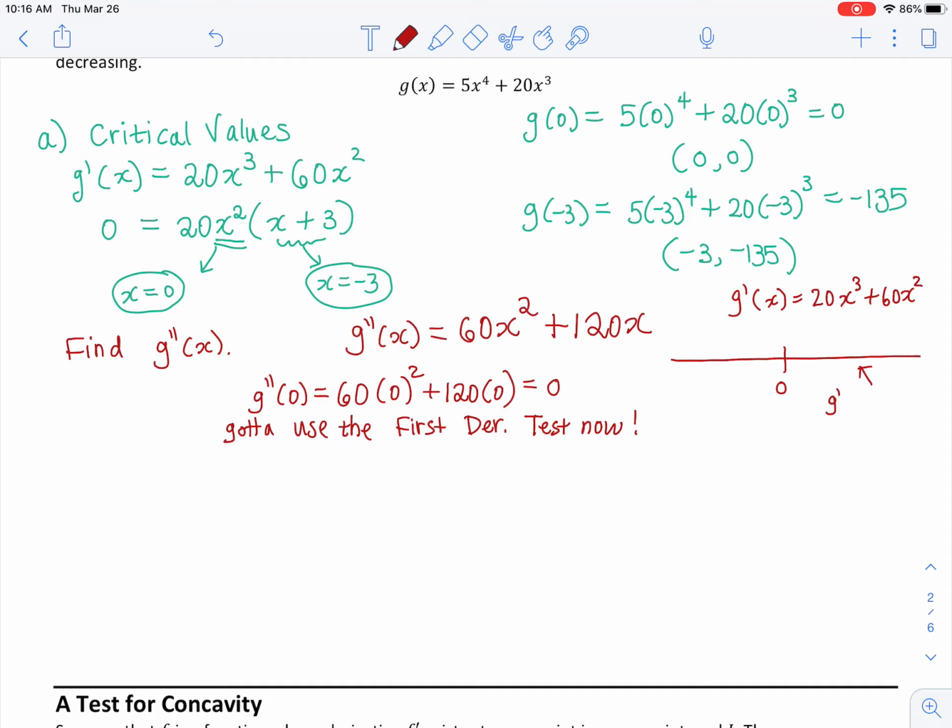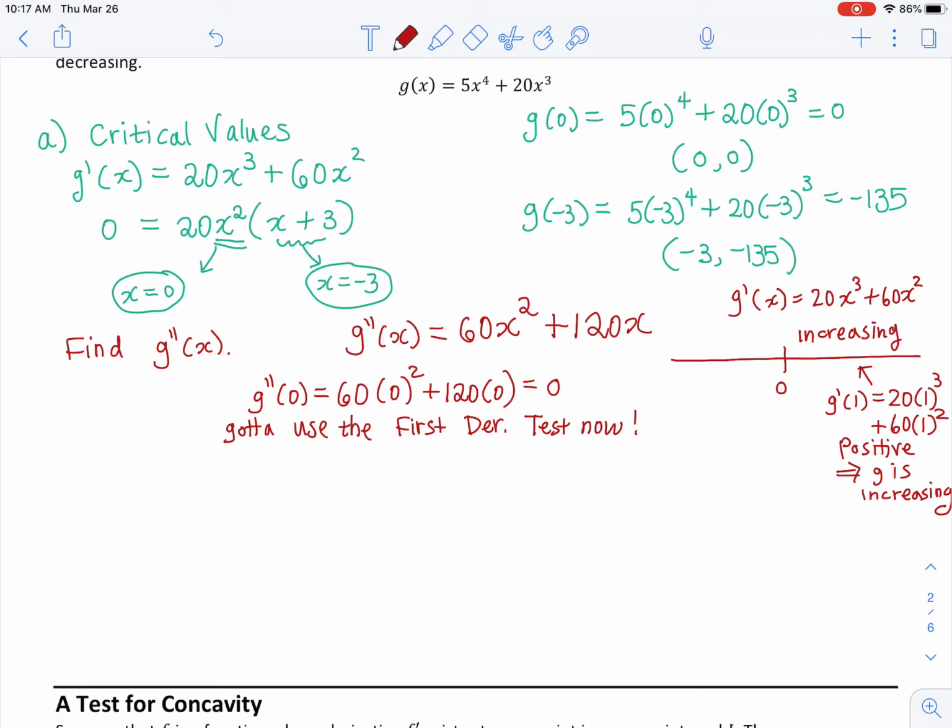So I'm going to plug in a positive value into G prime. If I plug in 1 in there, what will that be? That will be 20 times 1 cubed plus 60 times 1 squared. And we know that's going to be positive, which means our function G is increasing. That's the first derivative test, well, not complete yet. Increasing.